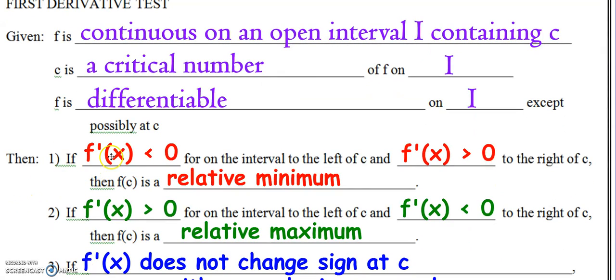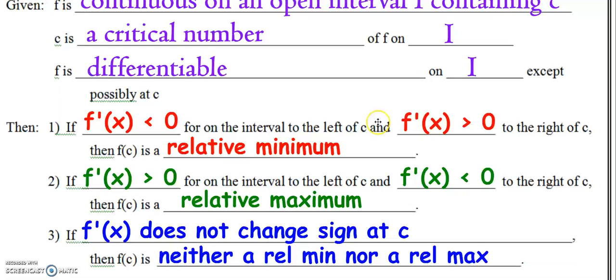Then if f prime of x is less than 0 on the interval to the left of c, and f prime of x is greater than 0 to the right of c, then f of c is a relative minimum. Think about what that's saying, and this is really important that we understand, because this is how we're actually going to have to write our answers. So f prime of x is less than 0. That means the function is decreasing. And then at c, we change to f prime of x greater than 0, so the function is increasing. So picture you went from decreasing to increasing.